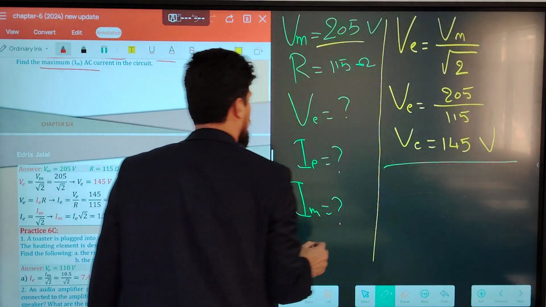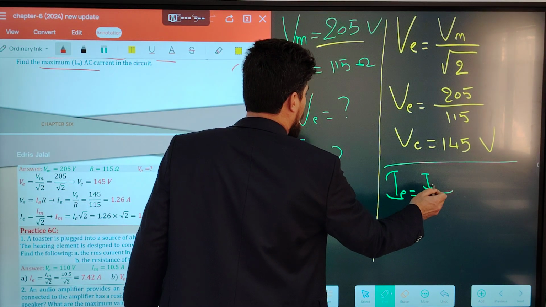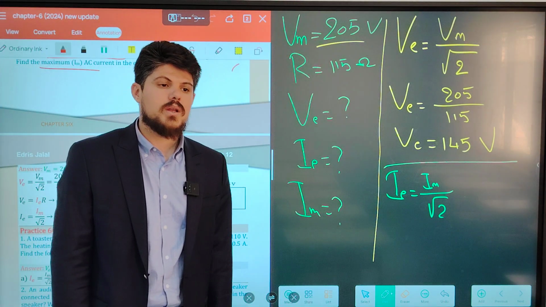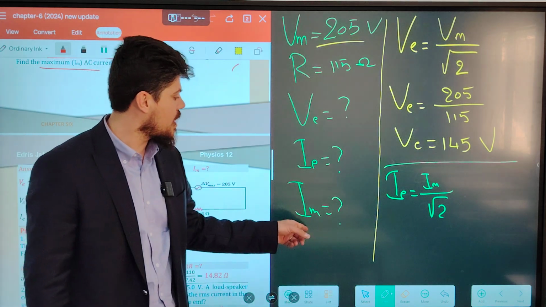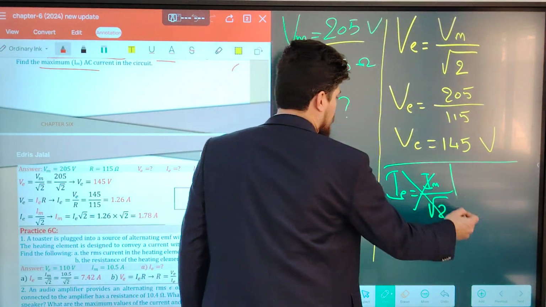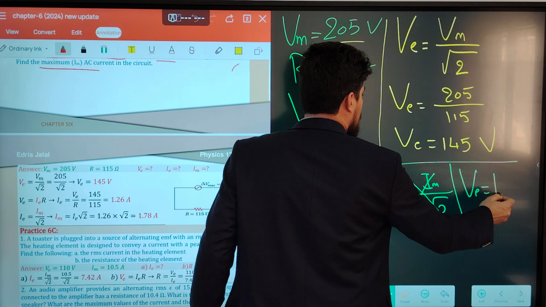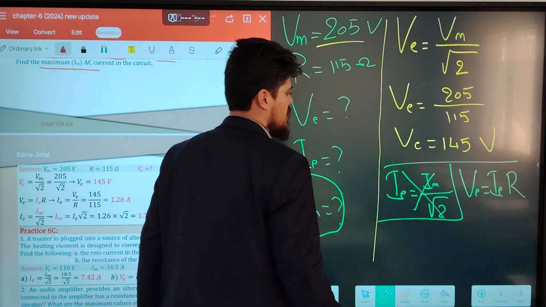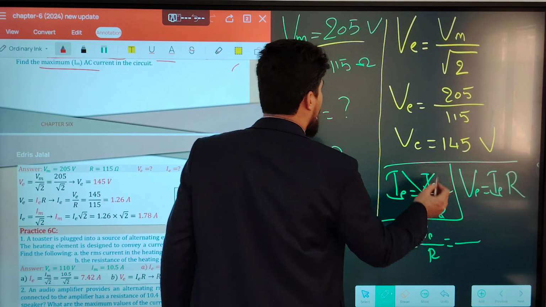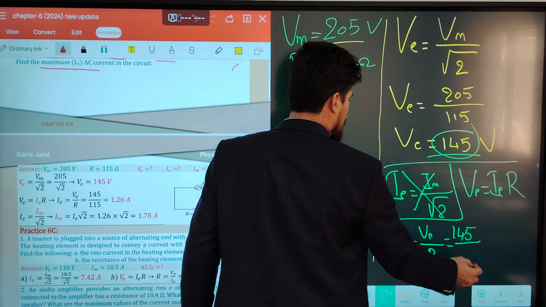Part B, IE. IE is equal to what? IE is equal to IM over radical 2. Do we have IM? No, we don't. We are not allowed to solve a question with 2 unknowns. IM is already unknown, so we cannot use this relation. What can I do in this case? Use Ohm's law. How? VE equals IE times R. Yes. IE is equal to VE over R. Do we have VE? We didn't have it, but we found it.